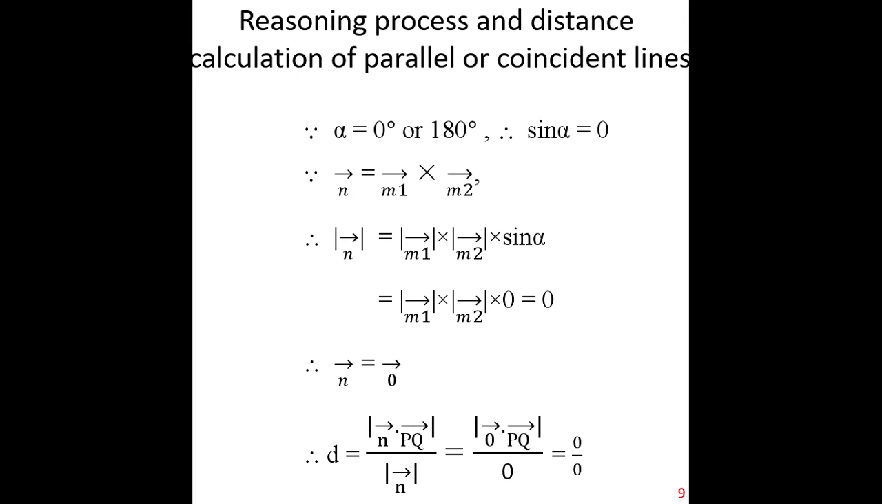This slide is the reasoning process and the distance d calculation expression of parallel or coincident lines, as I just now talked. Finally, may formula 1 be used to determine if two non-parallel or non-coincident lines skew or intersect? It is easy to judge if two lines coincide or parallel, but how to judge whether they intersect or skew if they do not coincide or parallel?